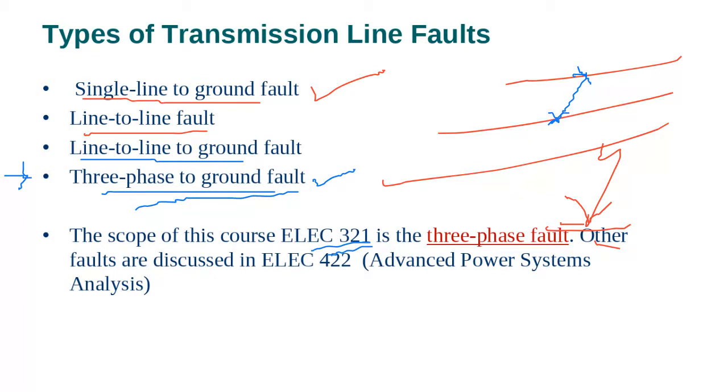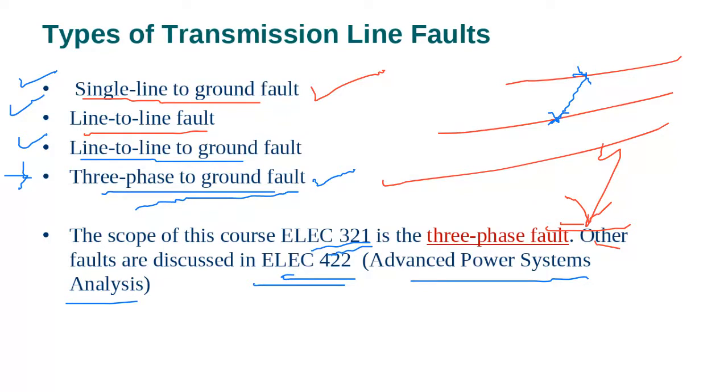Other course here, 422, called Advanced Power System Analysis. Another course is offered in the department. Then we study the rest. We continue chapter 7, chapter 8, and so on. All these are chapter sets. Single line to ground, line to line, line to fault. This has different approach. It will not be the same. So the easiest calculation is for the three-phase fault. That's what we're doing now.